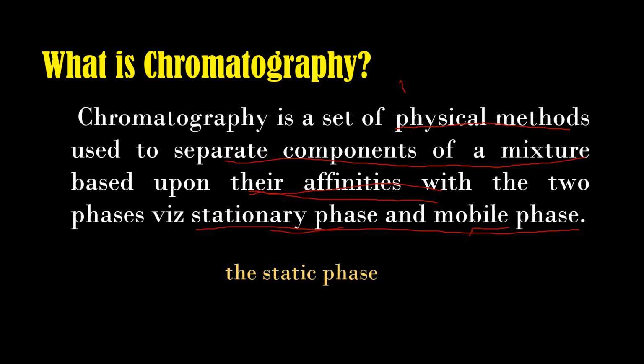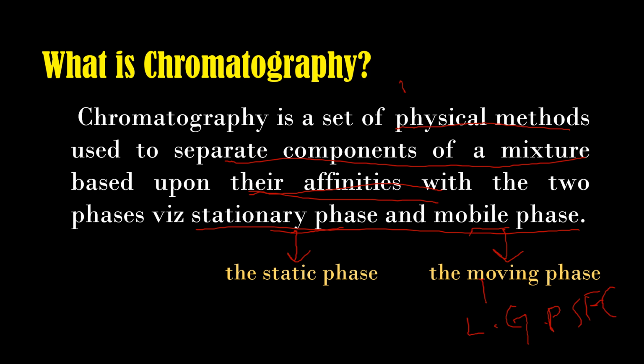What is stationary phase? The phase which is static, which does not move, that is stationary phase, and the phase which keeps on moving is called mobile phase. Stationary phase can be a solid or it can be a liquid supported on inert solid, while the mobile phase can be a liquid, a gas, plasma or supercritical fluid.